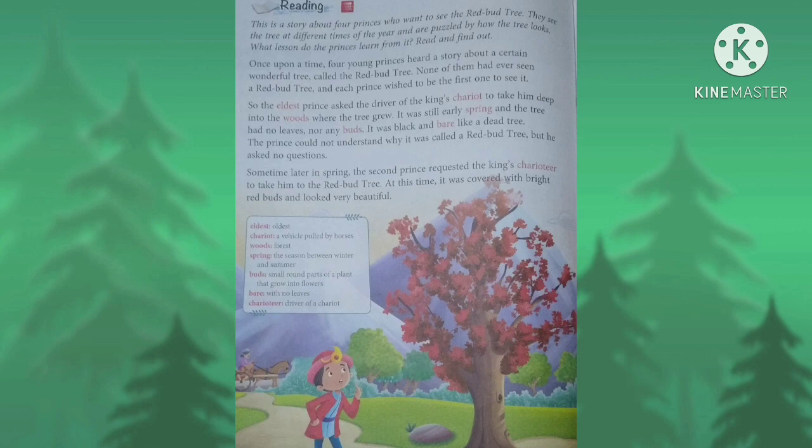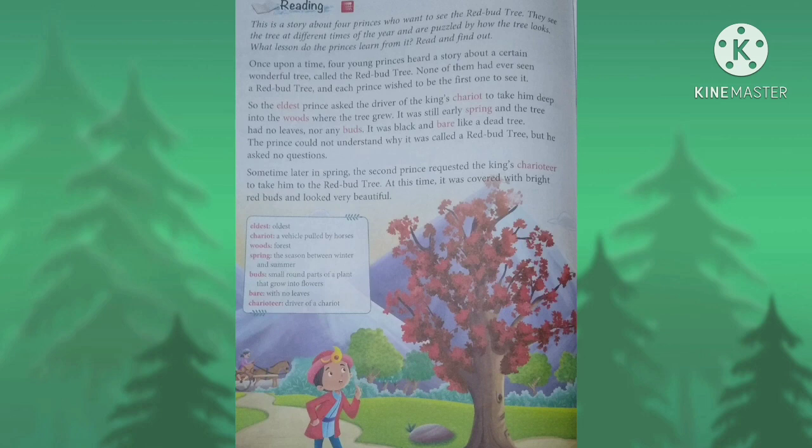So what happens? Long time ago, once upon a time that is, there were 4 young princes, sons of a king, and they had heard a lot about a wonderful tree which is called the red bud tree. But no one of them had seen the tree ever. So they all wished to see it, and each one wanted to see it first. So the eldest son, the oldest one, asked the driver of the prince's chariot. You know what is a chariot? Yes, it is a vehicle that is pulled by the horses.